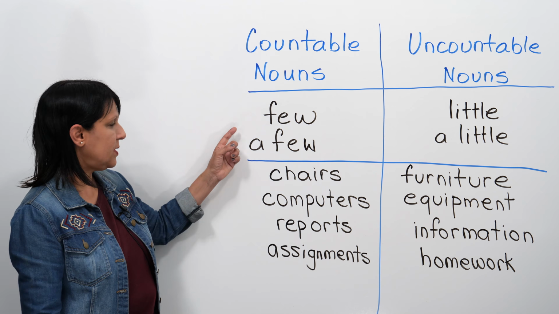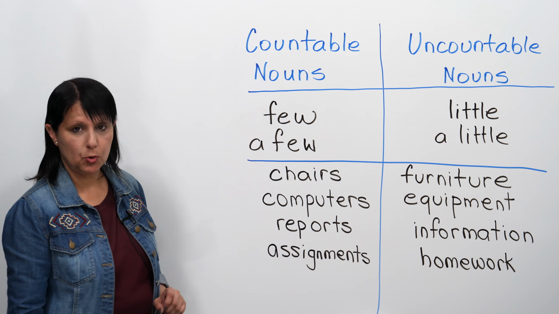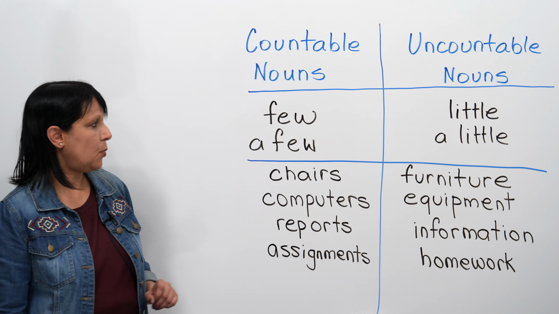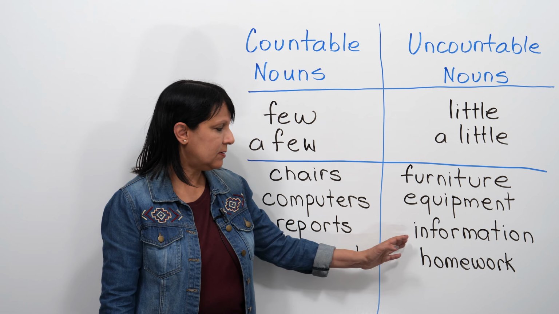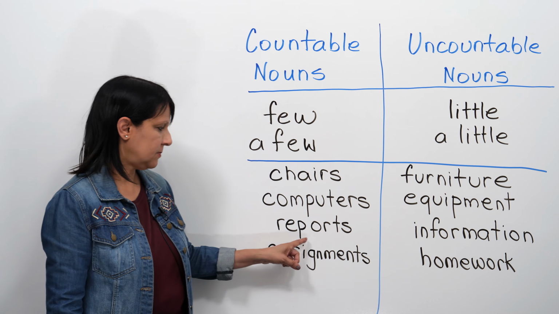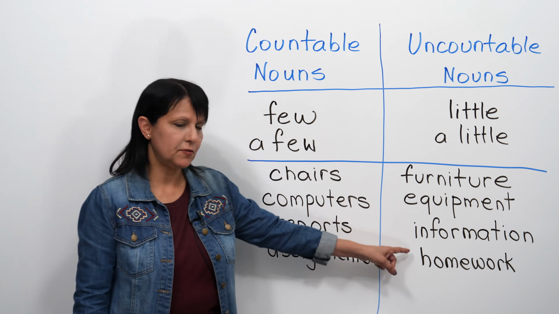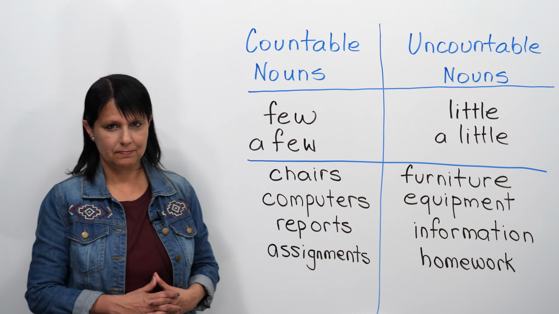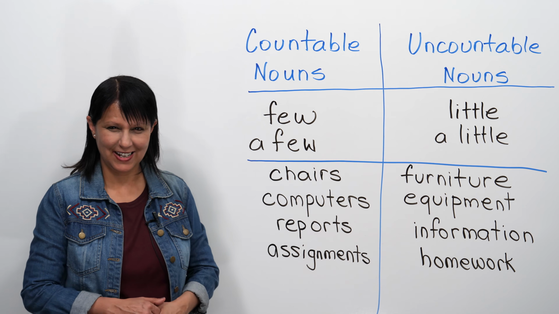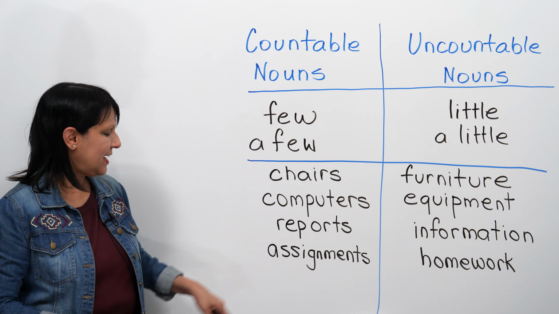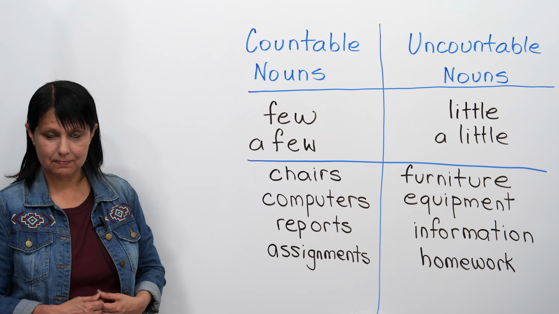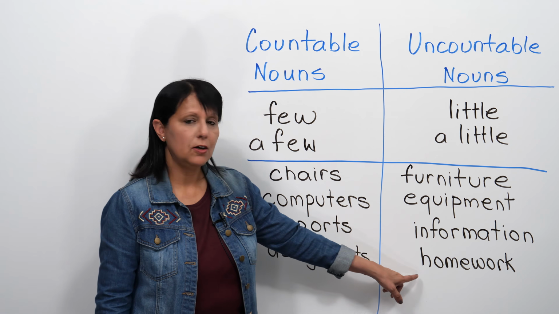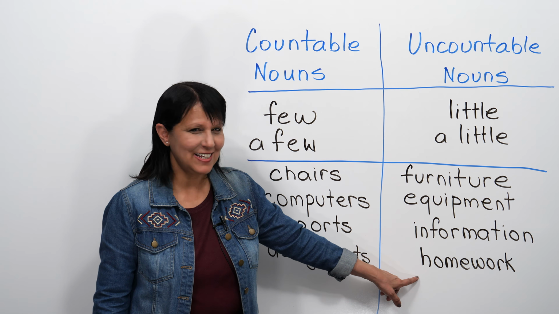Okay? So we say a few reports. I have to complete a few reports. Or I need a little information. Reports we can count. Information in English we cannot count. We cannot add an S there to any of these words. Okay? Next, I have a few assignments to complete, or I have a little homework. We cannot add an S there.